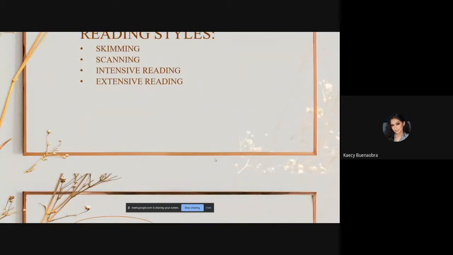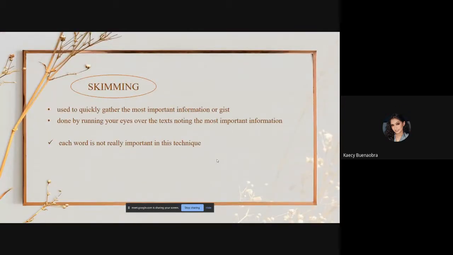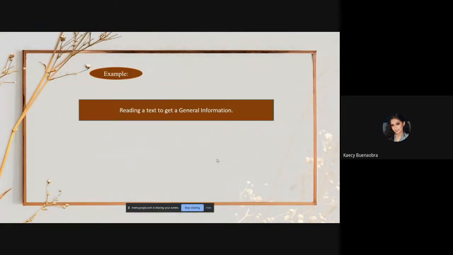When we say skimming, it is used to quickly gather the most important information or gist. It is done by running your eyes over the text, noting the most important information. In skimming, each word is not really important in this technique. For example, reading a text to get general information.